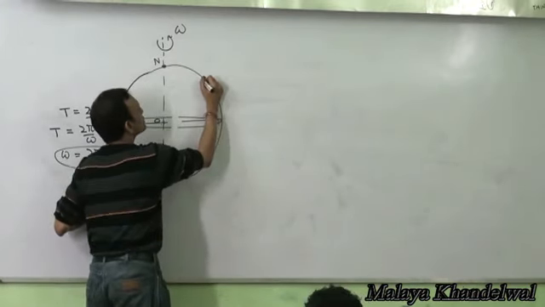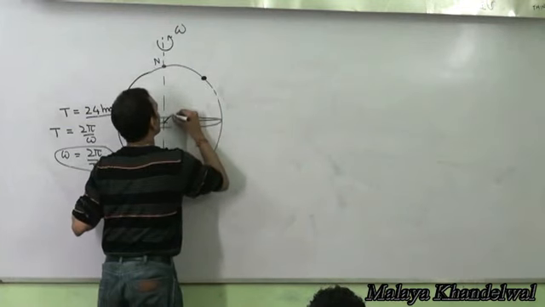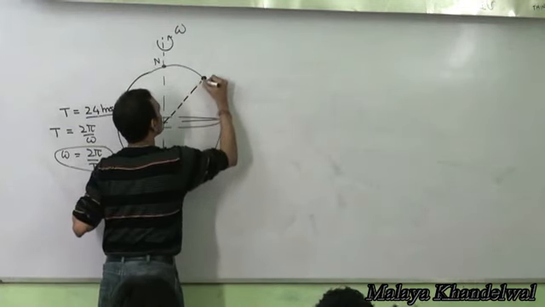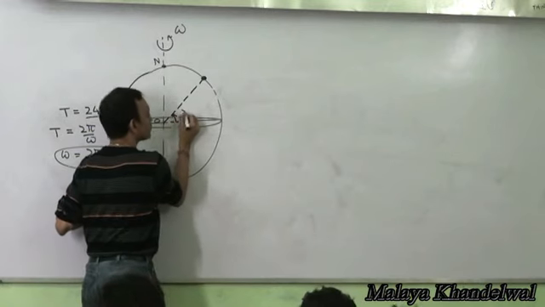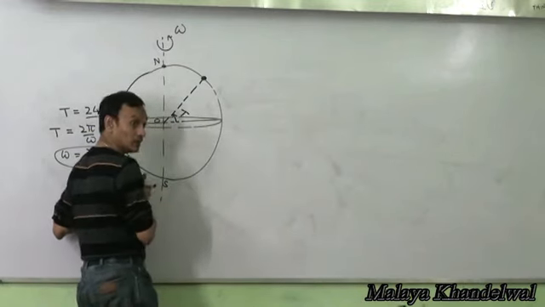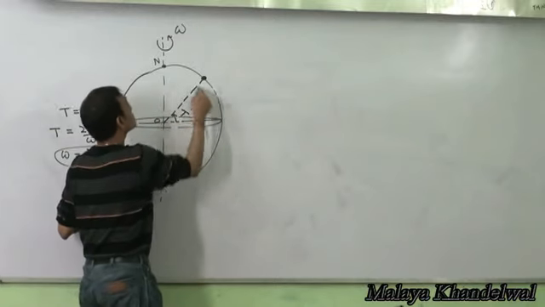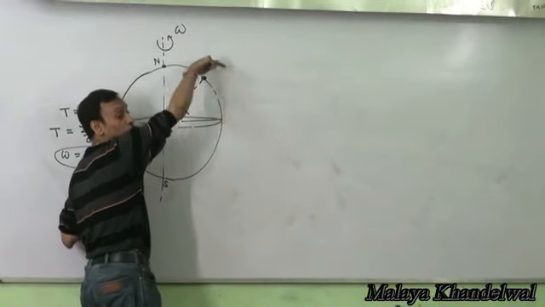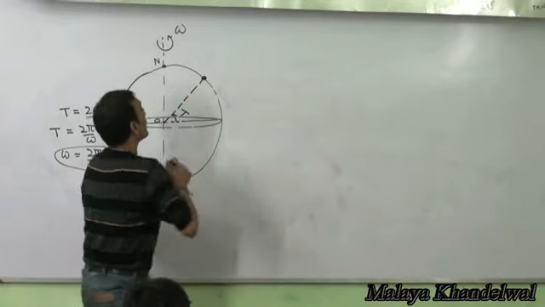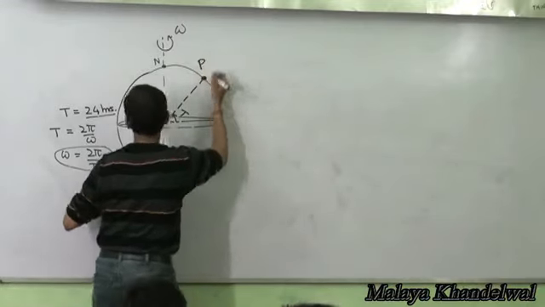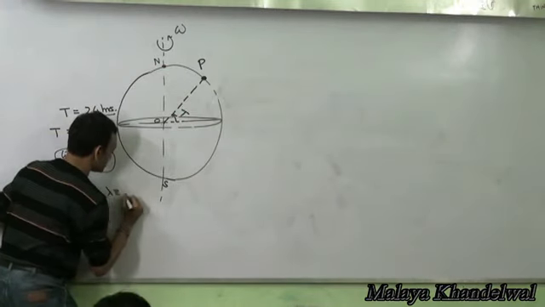Now we can locate various points on the surface of the earth by an angle lambda as shown. Different lambdas will give me different points. This lambda is said to be the latitude of the point P.